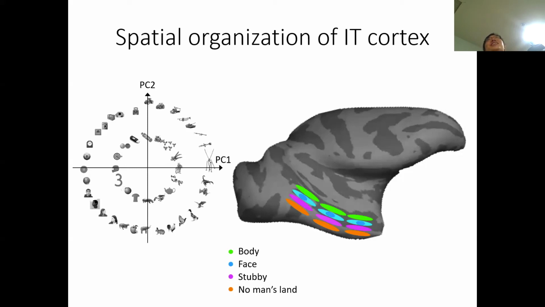I'm not sure. Lots of objects don't have meaning for our monkeys either. They have never seen certain objects before, but the neurons still respond to those objects. At least at the neuronal level, it looks like those neurons respond to shape more than semantics. That's what I can say now. Yeah, I don't know.